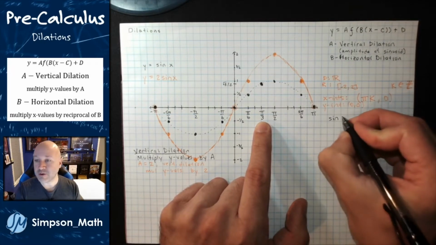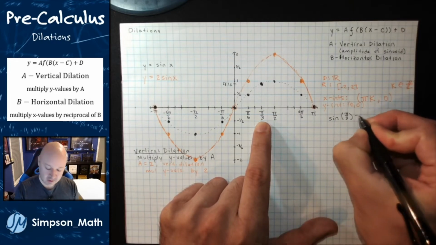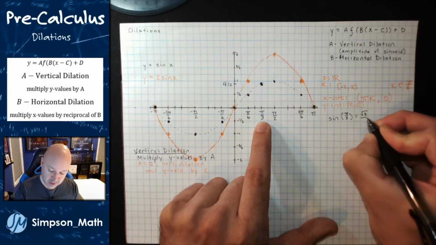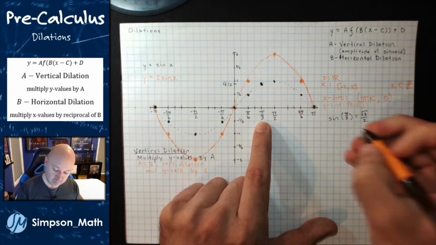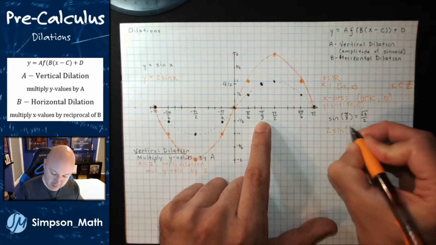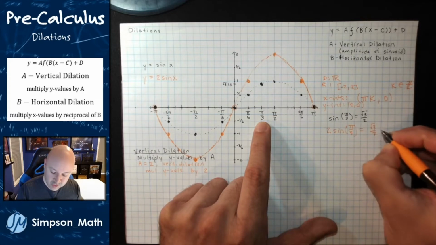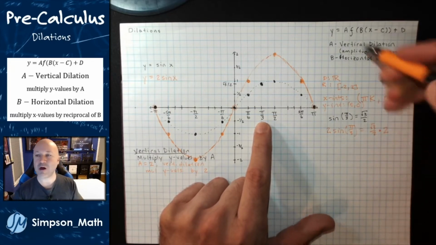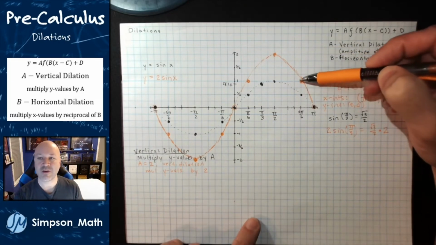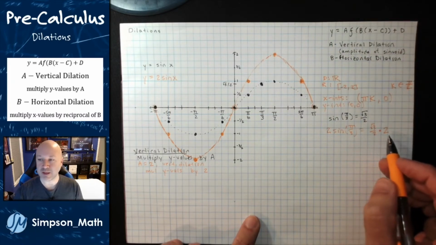I'll just write down what I'm doing over here. Sine of pi thirds is equal to the root of 3 over 2. 2 times sine of pi thirds will simply be this value multiplied by 2. That's all we've been doing: taking those y values and doubling them.